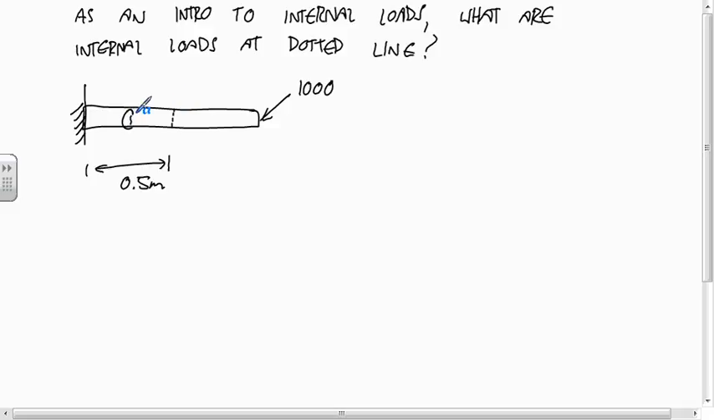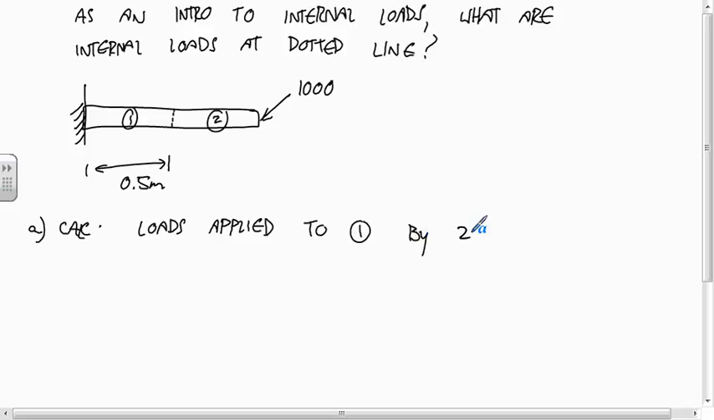So if you call this piece 1 and this piece 2, I'm going to do 2 calculations. The first calculation is I'm going to figure out the loads applied to piece 1 by piece 2. And then second, I'm going to calculate the loads applied to piece 2 by piece 1.